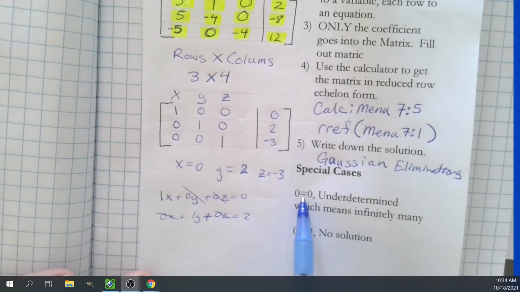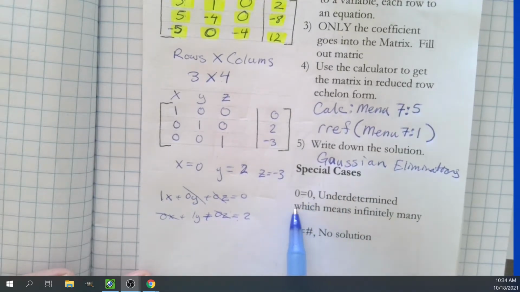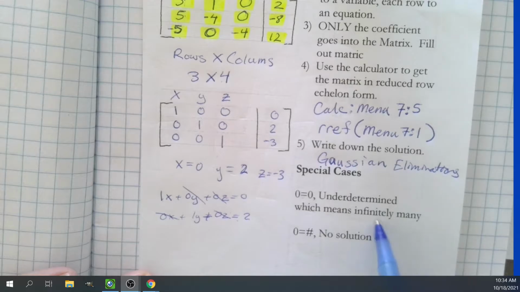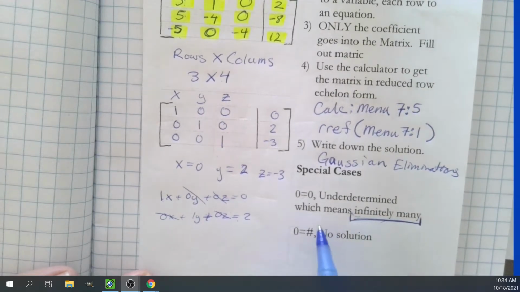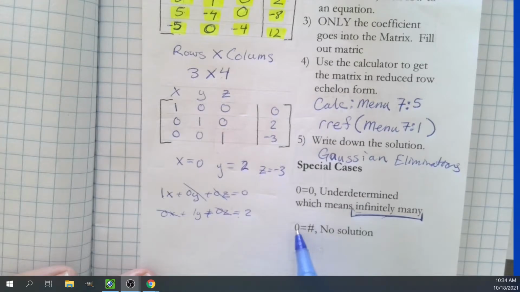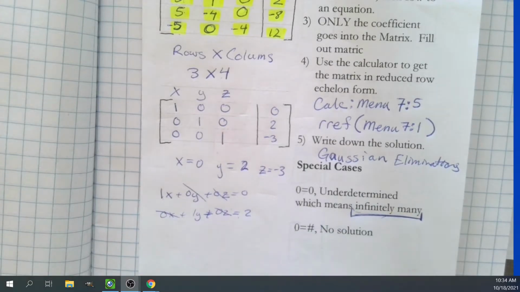Remember, if we get 0 equals 0, what does that mean? Infinitely many. Infinitely many is different than all real numbers. No solution is when you get a number equal to 0. So like 0 equals 5, that's no solution. 0 equals 2, 0 equals negative 10. If you get something that's not possible, no solution. You guys got this down?